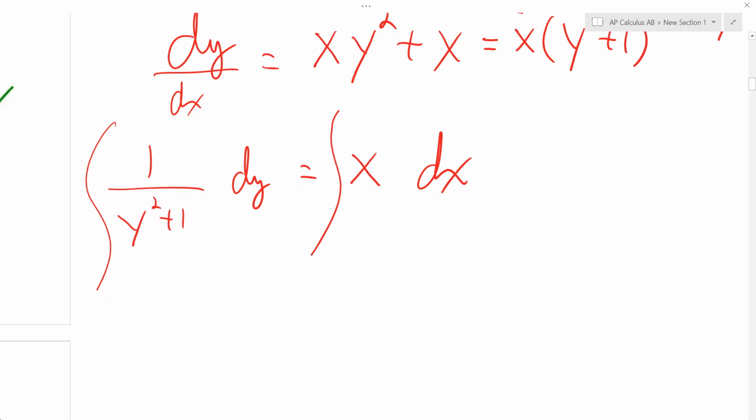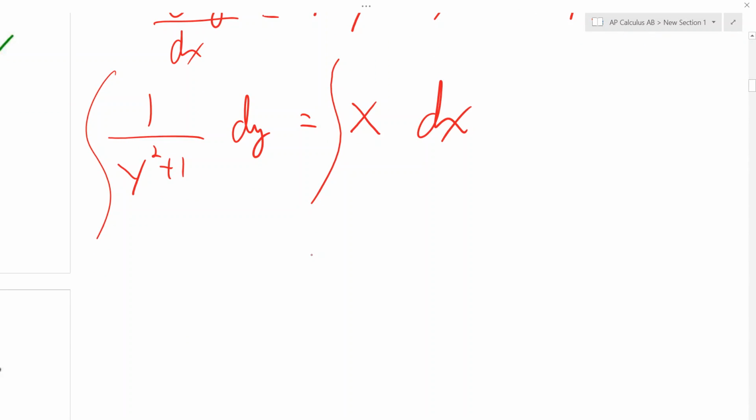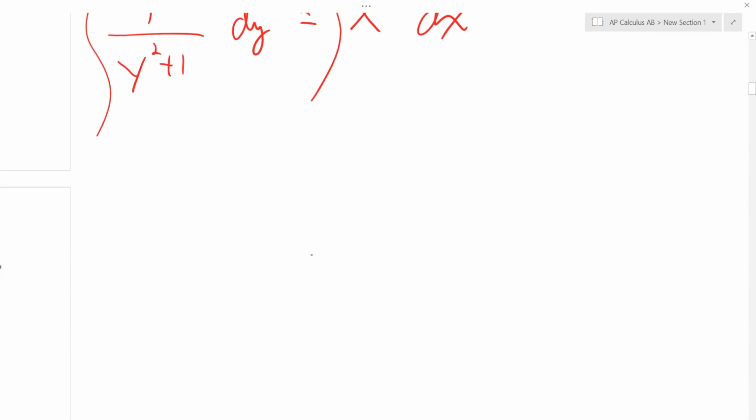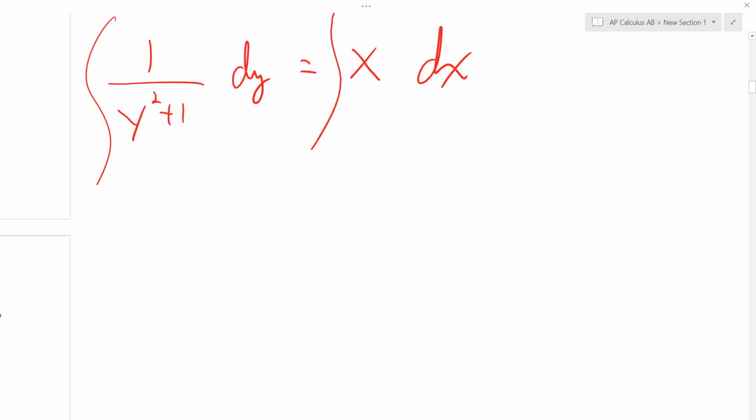Please, please, please do not tell me that the integral of 1 over y squared plus 1 is the ln of y squared plus 1. That's not good. What's the integral of 1 over y squared plus 1? It's an amazing function. We have a rule for this. What is it, David? It's not arctan. It's arctan. Yeah, those rules still matter. Don't forget those rules. All those integration rules, you got to know those.